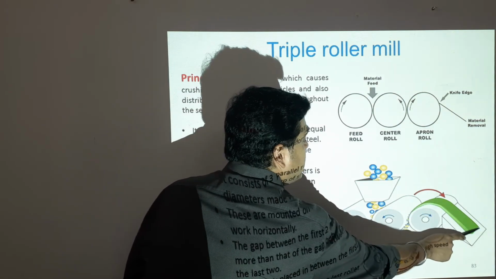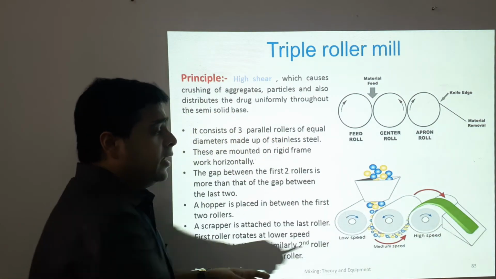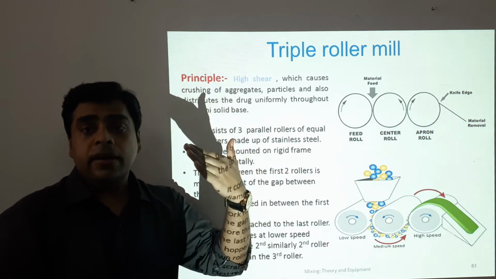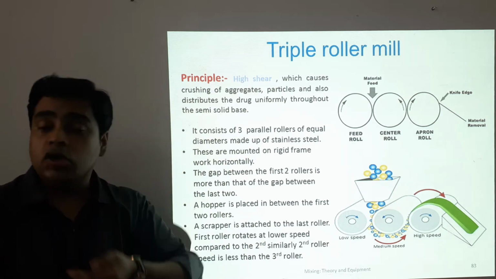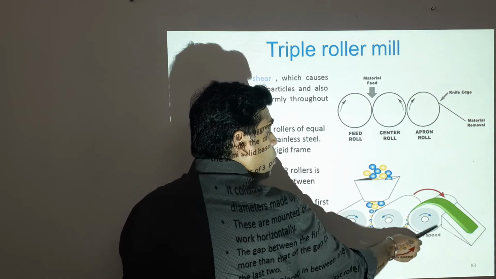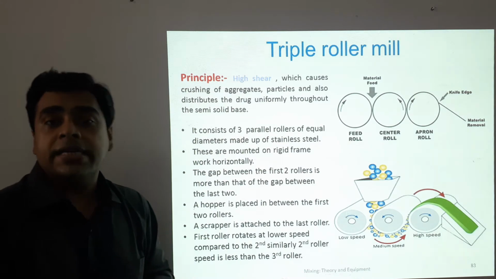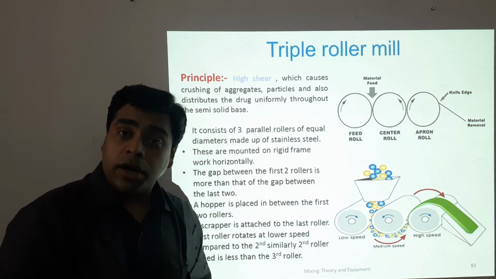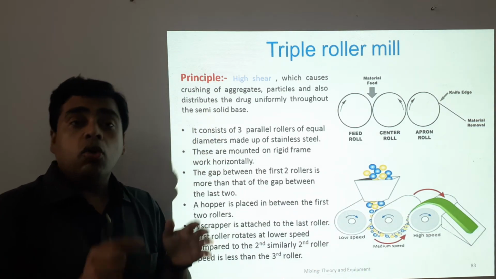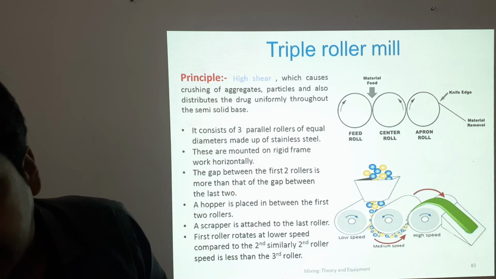So a layer of this ointment or a cream or a paste will come on this third roller, which is then obtained as we scrape it out with the help of a scraper knife. But remember, the scraper knife must not be sharp. The scraper knife is a blunt device. It is only used to remove all the particles or the ointment bases or the ointment proper, which is our product. So we can remove the product from this with the help of this scraper knife. So it is quite an important machine and routinely used in ointment and semi-solid industries.